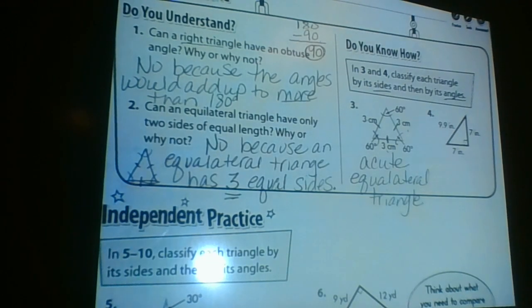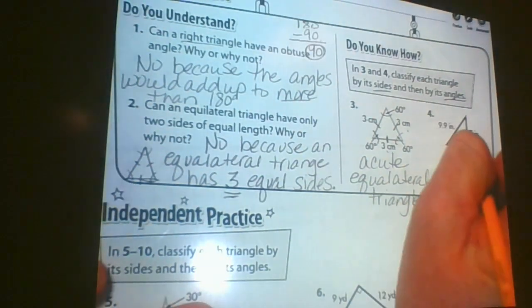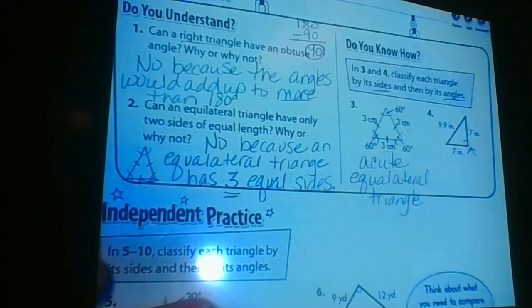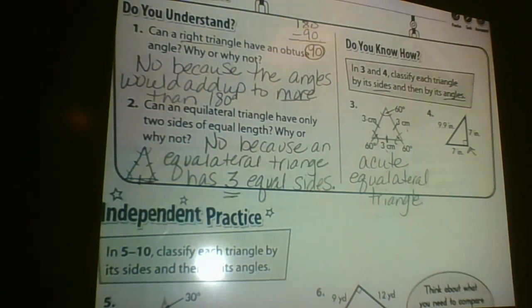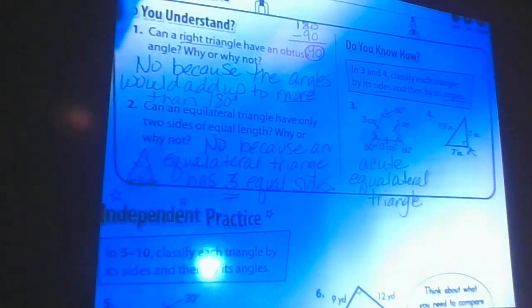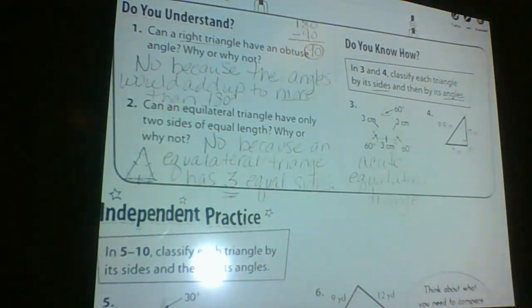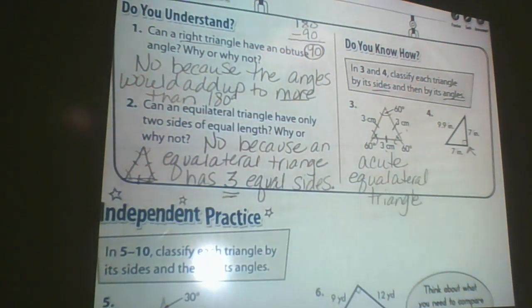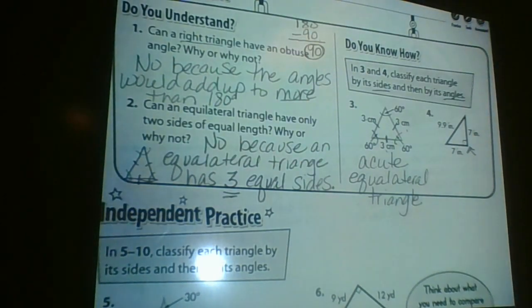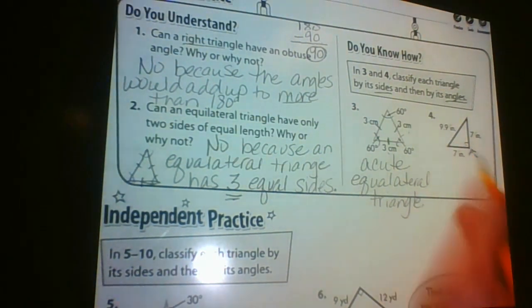Let's look at number 4. Did number 4 tell us any of the angles? Why, yes, it does. It tells us this angle right here. And this one says it's a right triangle. The right triangle is always shown by this square in the center of it.